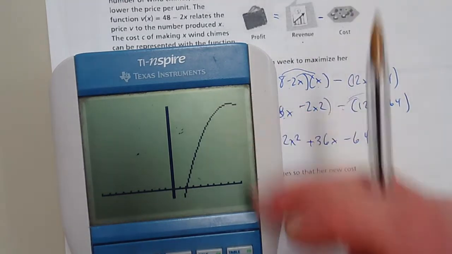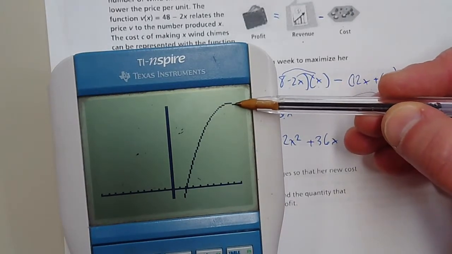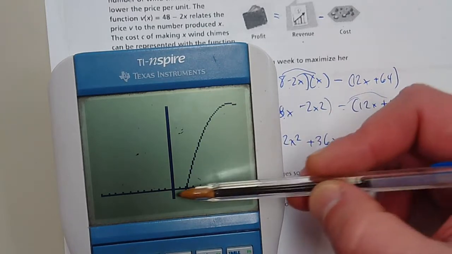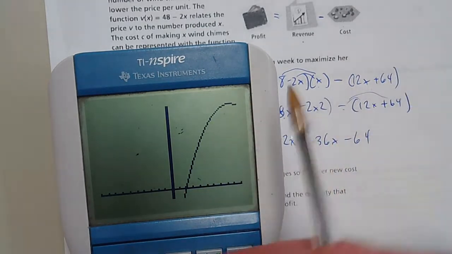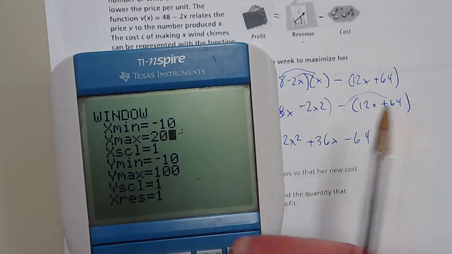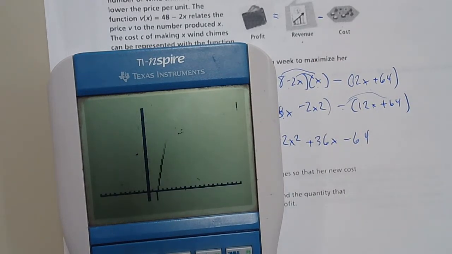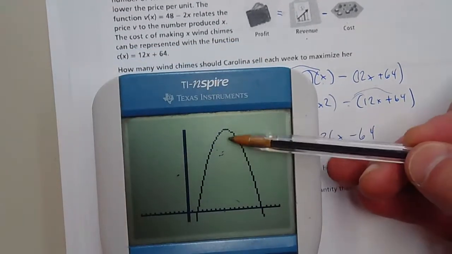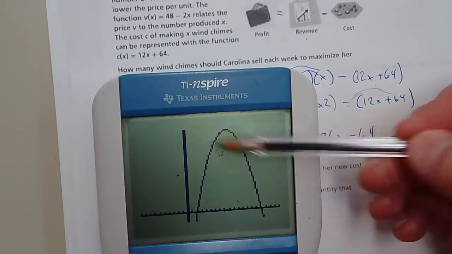Okay, so now we're seeing that peak. And actually, we technically don't need to go any further, but we can if we want to see the full curve. We can make our X max bigger, like 20. That should show the whole curve now. But the point we care about, since we're trying to maximize profit, is this spot. This is when the profit is the highest.